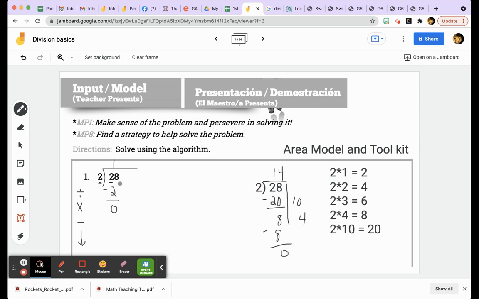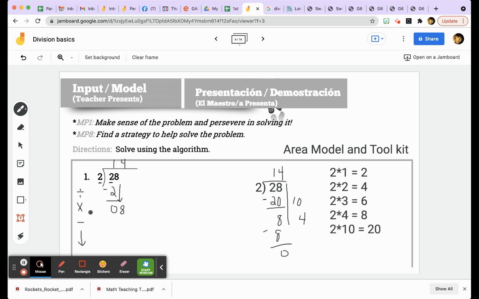I'm going to bring down my next number. And I'm going to bring down the 8. Notice when I bring down the 8, I write it right alongside the 0. And now I begin my steps all over again. I'm going to start with division. 2 goes into 8, or 2 times what number equals 8? Well, that would be 4.